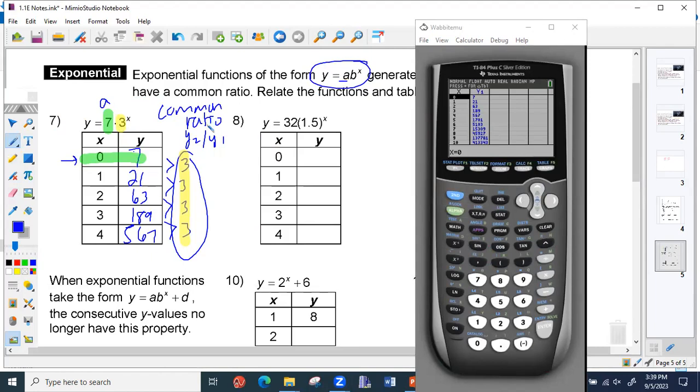Then we did our common ratio. Your common ratio is your y2 divided by y1. 21 divided by 7 was 3. 63 divided by 21 was 3. 189 divided by 63 is 3. 567 divided by 189 is 3. Okay? Your common ratio is going to be your b value. And notice, all that lines up.